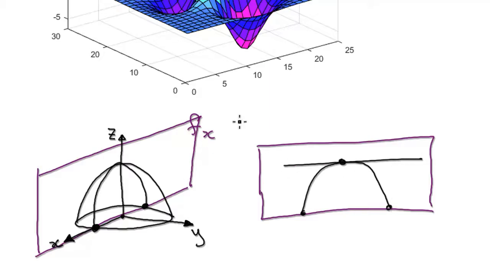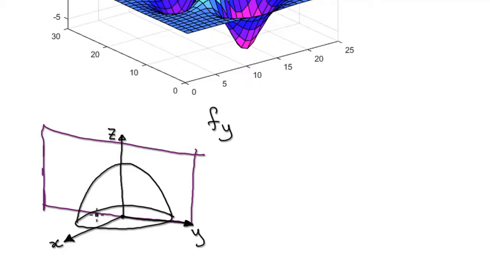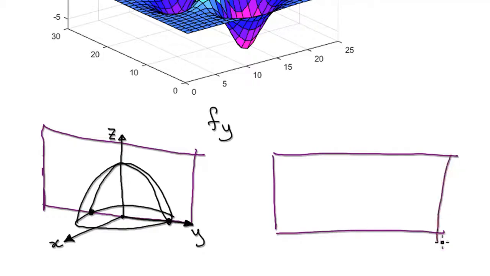And then the same goes with fy. So if you look at fy, the vertical sheet of paper along the y-axis will look something like this. And where the surface intersects with the sheet of paper, it will look something like this. So if you look at this sheet of paper head on, it will look something like this. So if you're at the top of the hill, you can see that the gradient is 0.